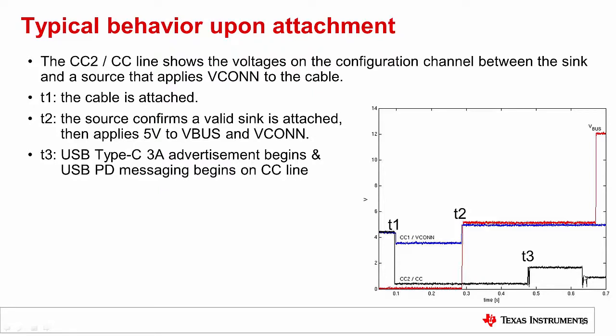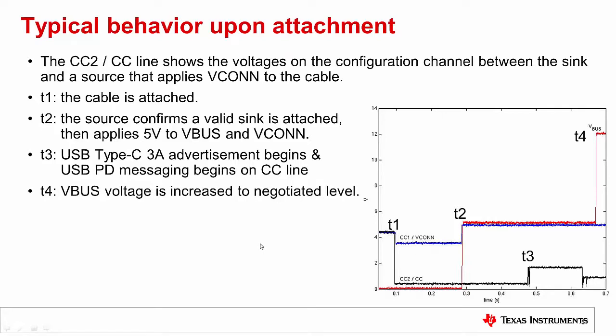So the source saw the request, accepts the request, and then it increases the voltage on VBus. In this case, it went up to 12 volts. So at T4, the sink has got the voltage you asked for, and the source will soon after send the PS ready, and the sink can start drawing current.